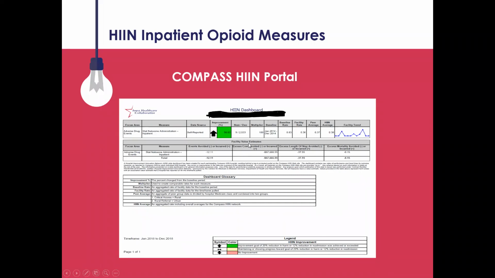What I'd like to really talk about is this facility value estimate below. What this is telling you is that because of the work that has been happening, or maybe just changes of policy, procedure, practices during this time period in comparison to the baseline, they've avoided 12 events. They've saved just over $67,500. They've avoided a length of stay of just over 37 days. And you can see their excess mortality avoided is 0.15. I just wanted to show you that this is available to hospitals, and I think this is a great tool to see what this is costing you, both in true dollars perhaps, or actually the impact to patients.